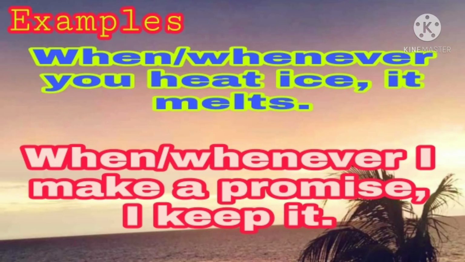Students, now I want to give you some special examples of zero type conditional clauses. Here the conjunction if can be substituted by a conjunction like when or whenever. Just carefully read those sentences. When or whenever you heat ice, it melts. And when or whenever I make a promise, I keep it.